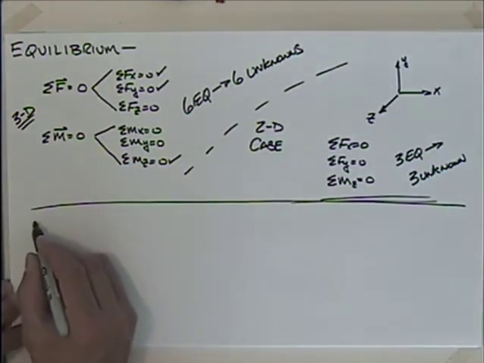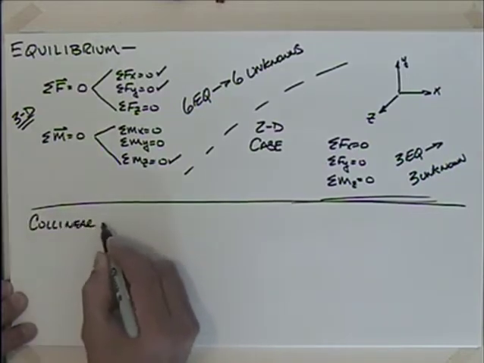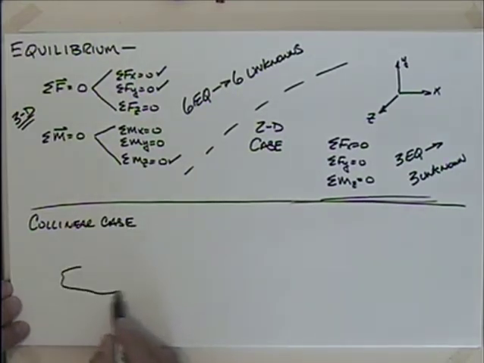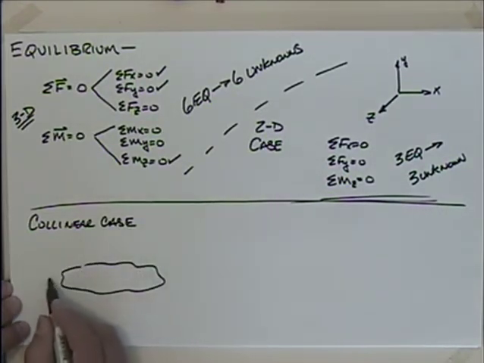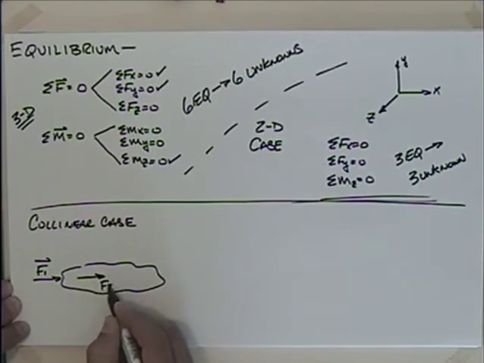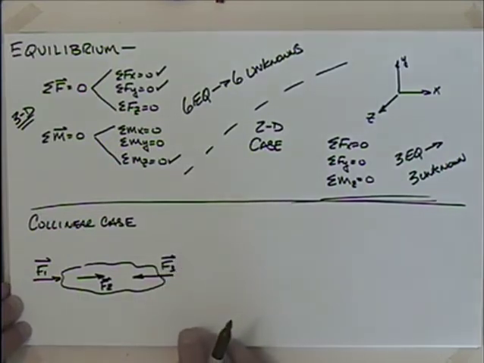Some other cases that I'd like to look at that are probably worth considering would be, what if we talk about a collinear case? With a collinear case, we might have all of our forces on a line. So we might talk about this F1 and F2, and then maybe F3, and all of those would be on a line.